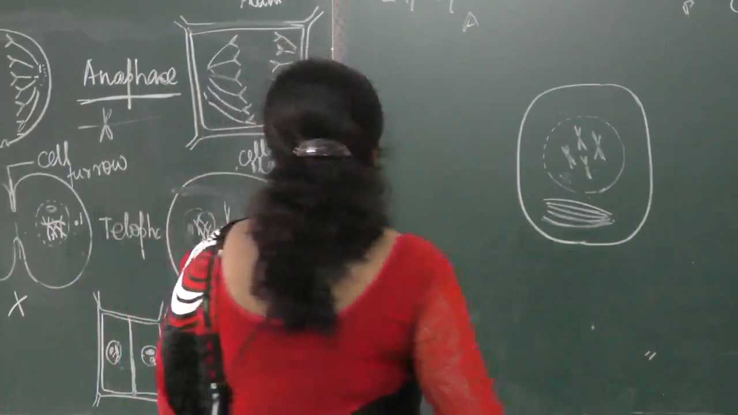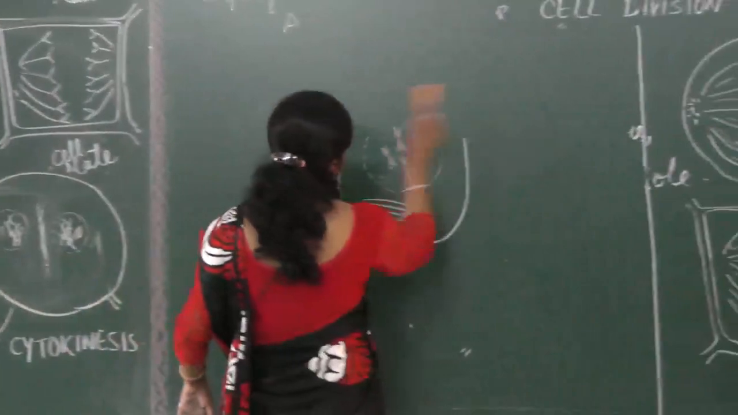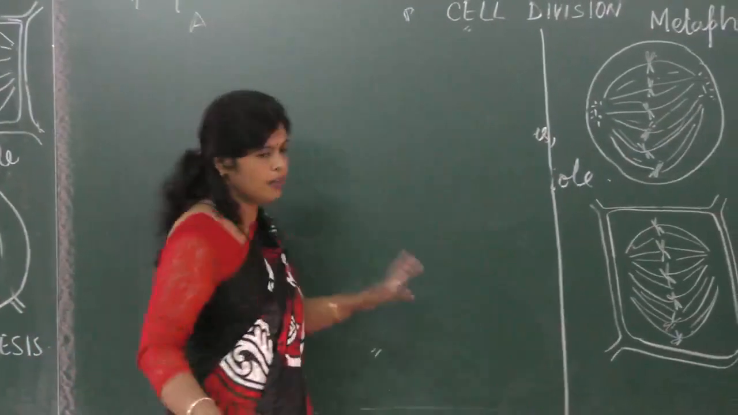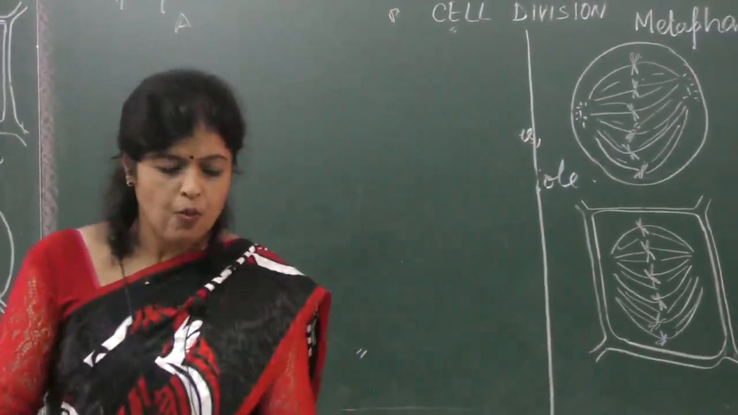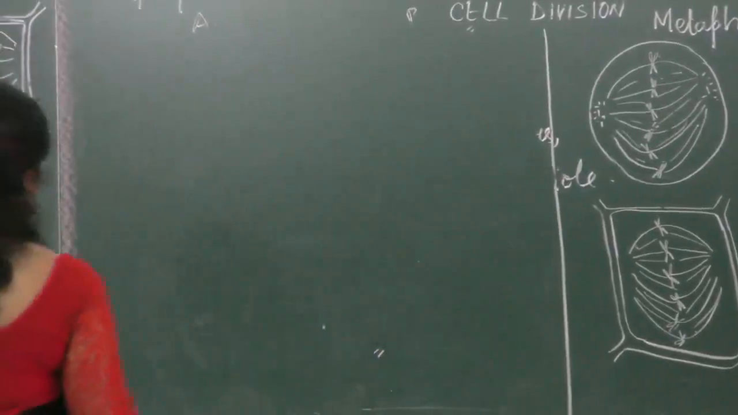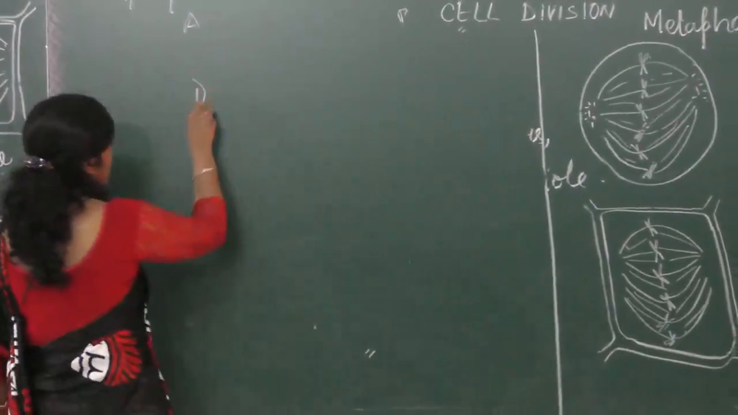Okay. Now, what are the characteristics of mitosis we have seen? Since we have finished with mitosis, what are the characteristics of mitosis we have seen? First thing, it always occurs in the somatic cells.